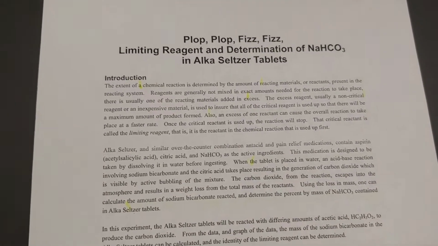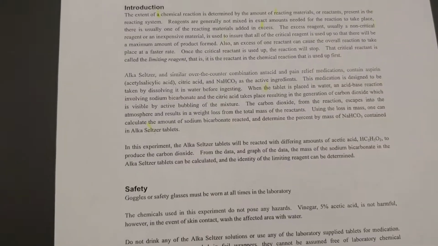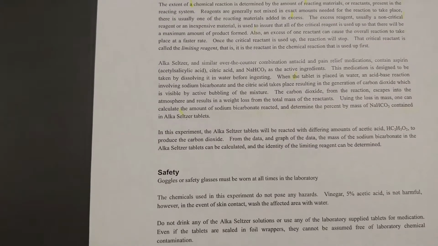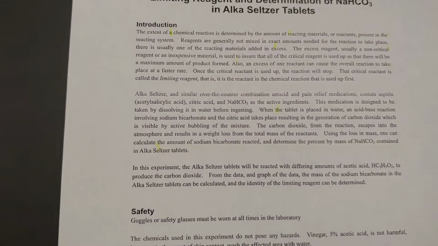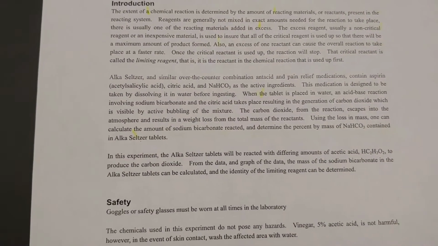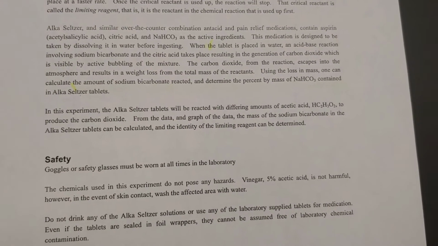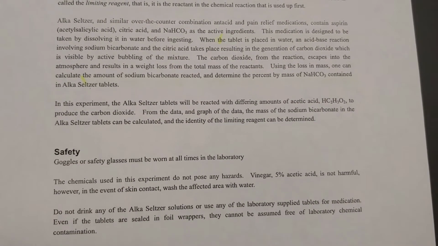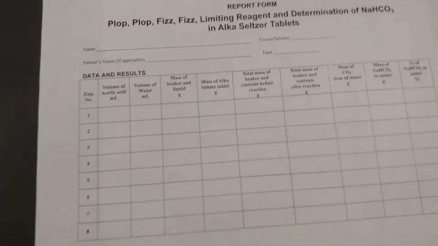So we are going to look at that reaction, and what we're going to do is change the amount of acid present in each of these chemical reactions. So we're going to mix a certain amount of acid with one of the Alka-Seltzer tablets and then measure to see how much carbon dioxide was produced. And we're going to look at the data, so we'll have our data table here.